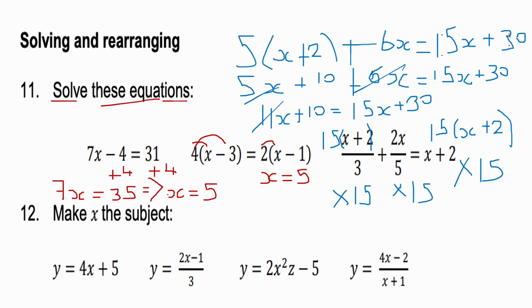Take away 11x from both sides. I'll put it down here so I've got a bit more space. I get 10 is equal to 4x plus 30, when I take away 11x on both sides. I'm now going to subtract the 30 on both sides.